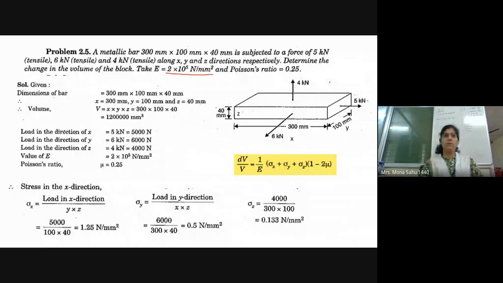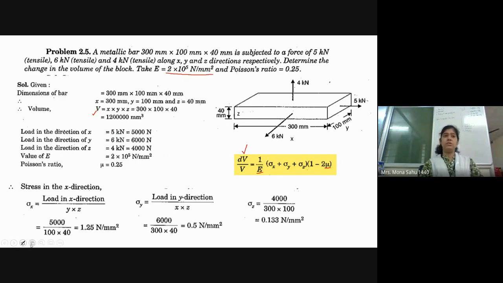Okay, so volume you can easily calculate: 300 mm multiplied by 100 multiplied by 40. Okay, so this is the volume, it's in mm. All the kilonewtons we are converting into newtons because E is in Newton. So all the loads in X, Y, and Z direction convert into Newton. Young's modulus is given, Poisson's ratio is given. So what's the formula? dV by V equal to 1 by E. So E you already have. Sigma X, sigma Y, and sigma Z you should find out. Mu is already there.